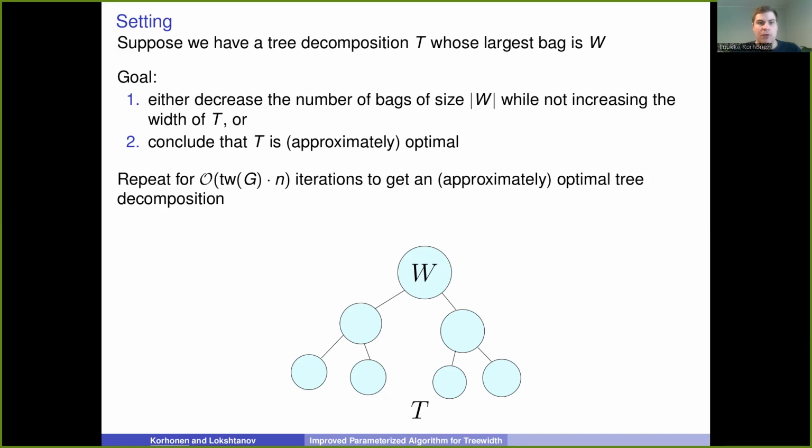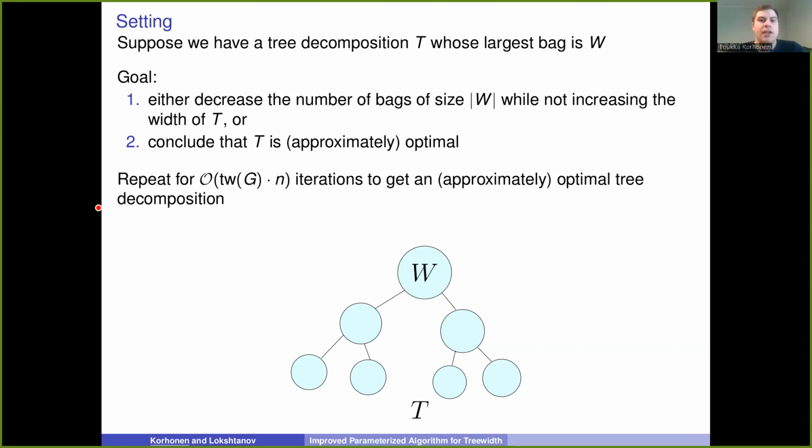Okay, so what happens is that if we go to the second case and conclude that we have an optimal tree decomposition, we are happy. And then if we repeat this first thing, we are decreasing the number of largest bags while not increasing the width. We start with at most n largest bags. So after n iterations of decreasing this number of largest bags, we must actually improve the width of the decomposition. So that is somehow the point.